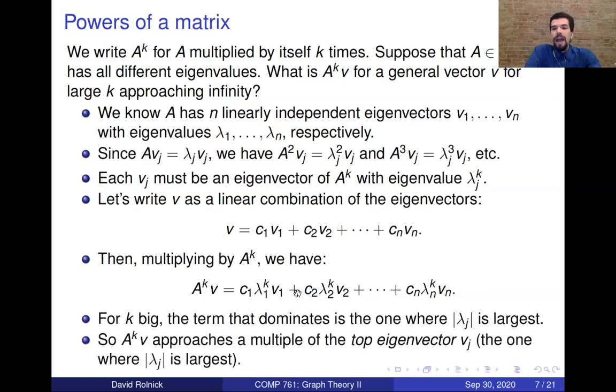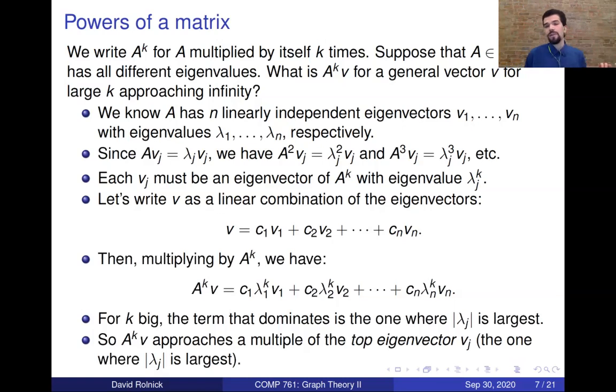So as k goes to infinity, we're going to approach a multiple of the top eigenvector, the one where the absolute value is the largest. And this is the case even if the eigenvalues are smaller than 1, it's still going to be a multiple. The multiple is just going to be getting smaller and smaller and smaller. But still it will be larger than all of the other eigenvectors. Basically, one of the eigenvectors will be growing much faster than all the others.